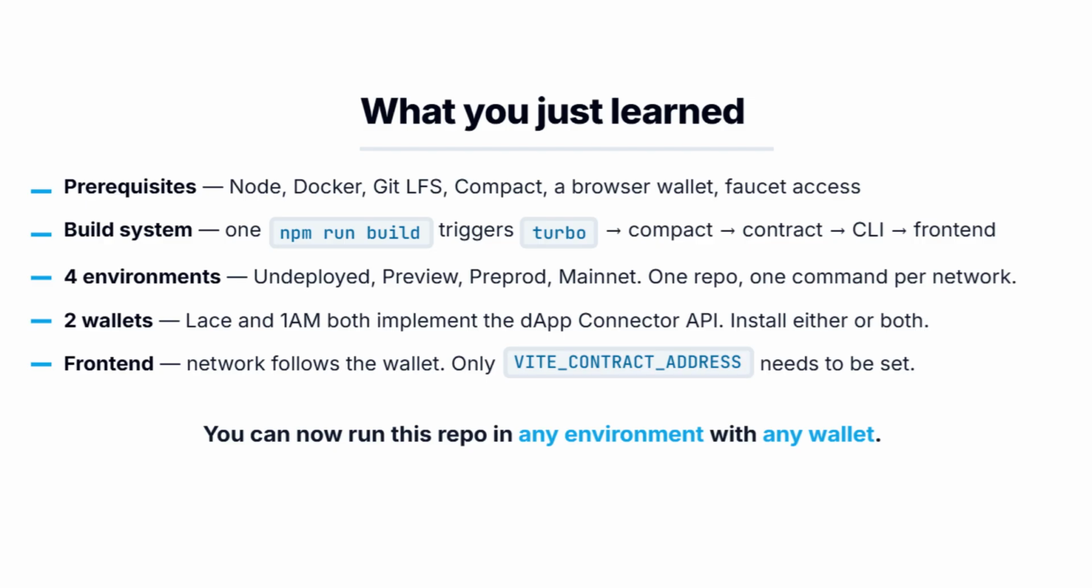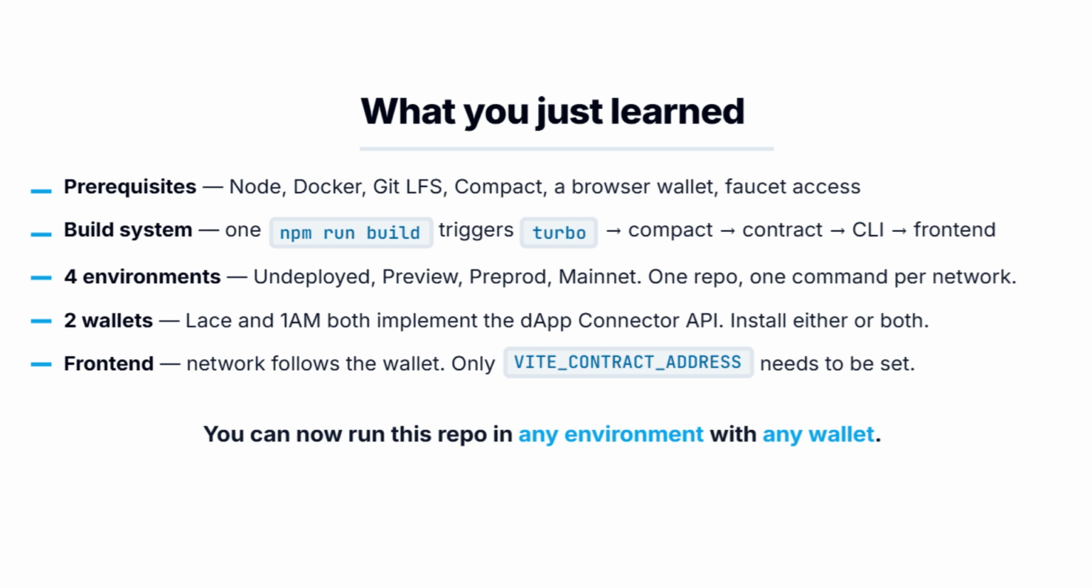Alright, let me recap what we have covered so far. Requirements. We need Node, Docker, Git LFS, Compact, a browser wallet, and faucet access if you are on testnet. Pretty standard stuff, nothing exotic. Build system. One npm run build, and Turbo handles the whole dependency order for you. Contract first, CLI and front end after. And it caches, so the second build is basically free.